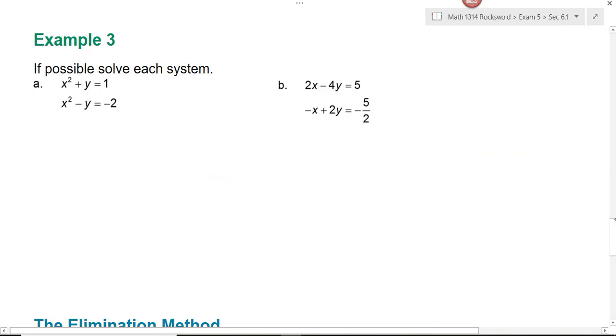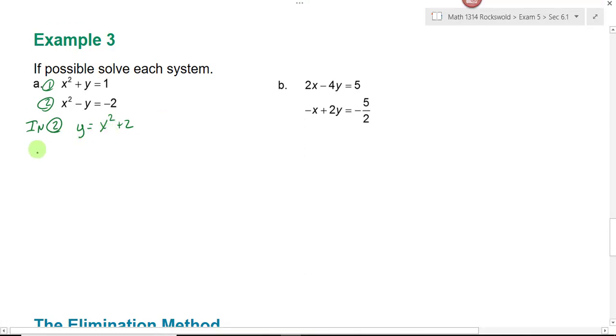Example 3 says, if possible, solve each system of equations. We're going to solve these systems using substitution. In order to help us do that, I'm going to number these equations right here. x squared plus y equals 1 is our first equation, and x squared minus y equals negative 2 is our second equation. Using the substitution method, I need to pick one of the variables to get by itself. I'm going to get y by itself by adding y to both sides, so in equation 2, I could rewrite that and say y is equal to x squared plus 2.